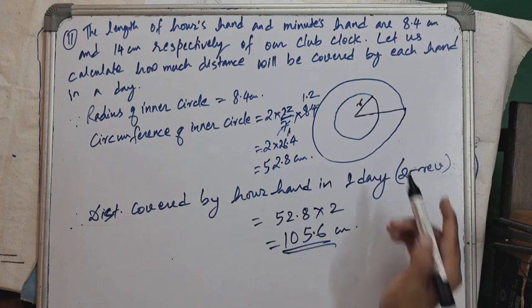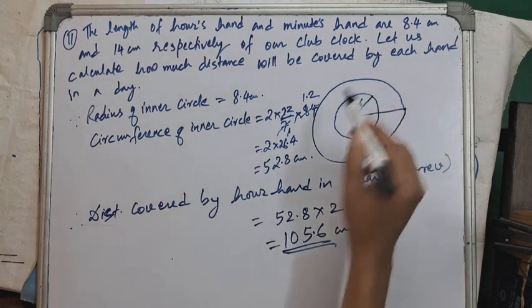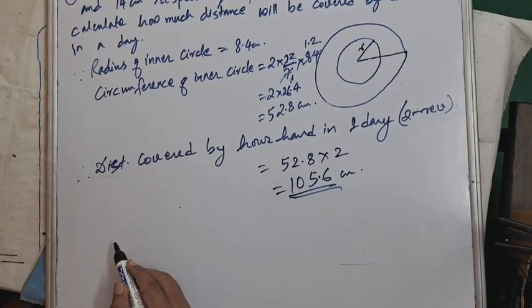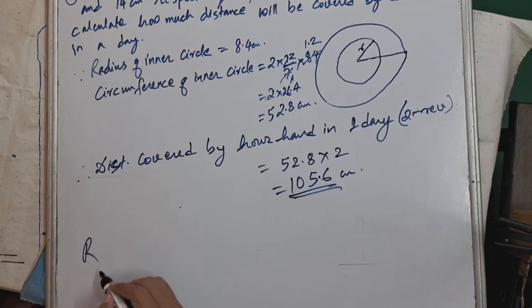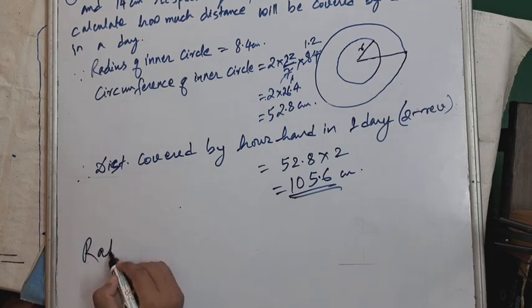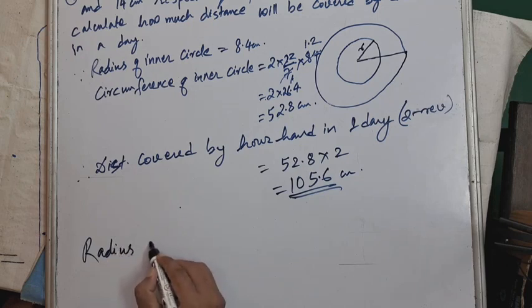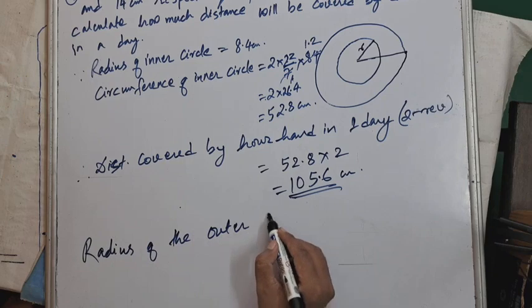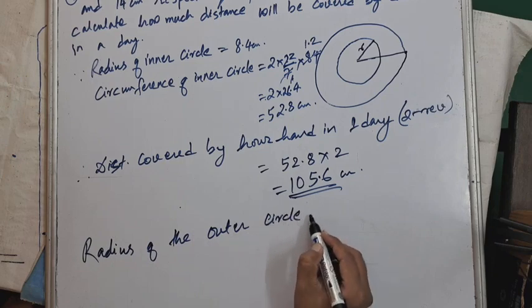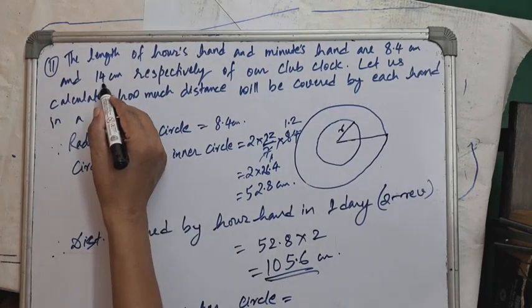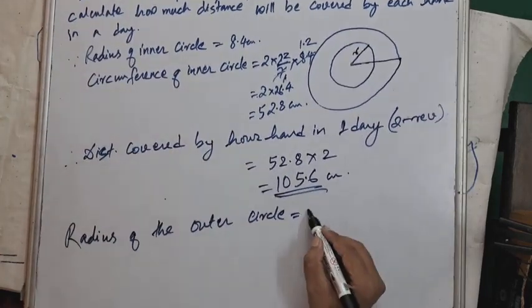Now let us find the distance covered by the minute hand in one day. First let us see the radius of the outer circle, or we can say the length of the minute hand. The radius of the outer circle, it is given to us, is 14 centimeter.